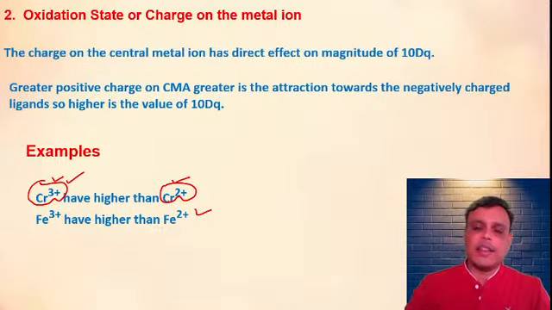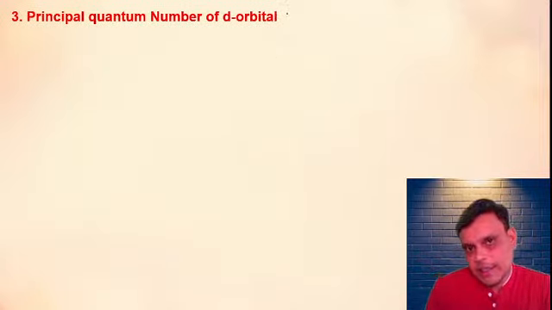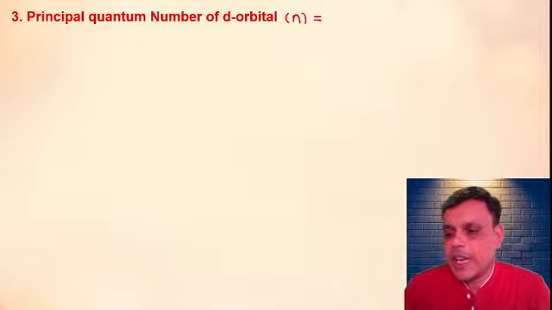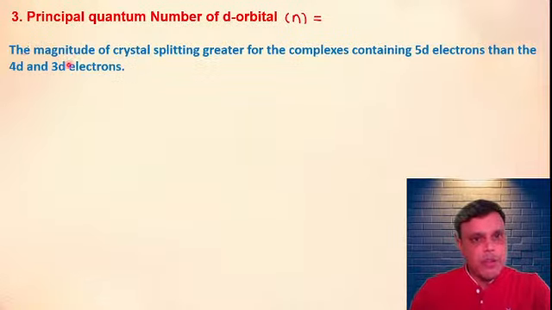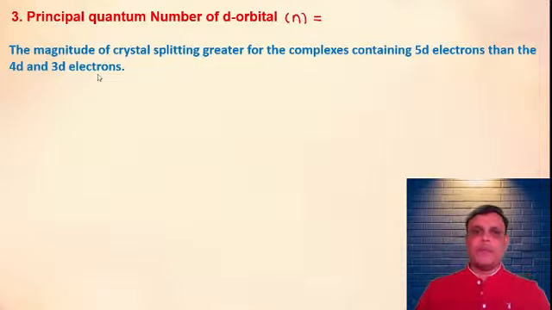Understood this second factor? Then we will go to the third, that is the principal quantum number of the orbital, which is n. Let us see how this principal quantum number affects the magnitude of 10 Dq. Here the magnitude of crystal field splitting is greater for complexes containing 5d electrons than 4d and 3d electrons.